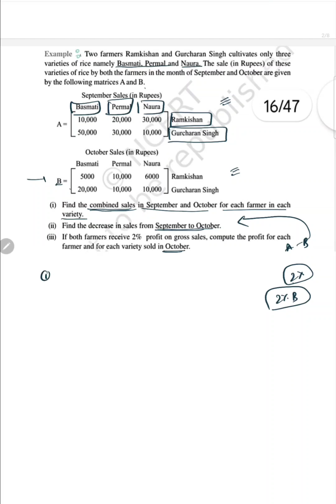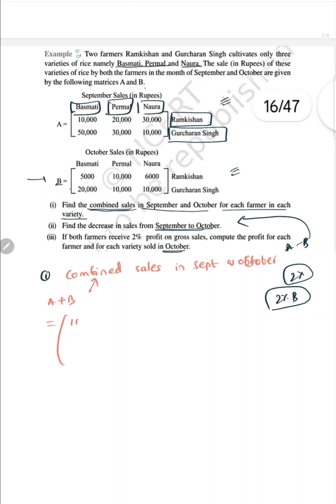For the first case we have the combined sales in September and October. Combined sales means we have to just add the 2 matrices, because A plus B will give the combined sales.